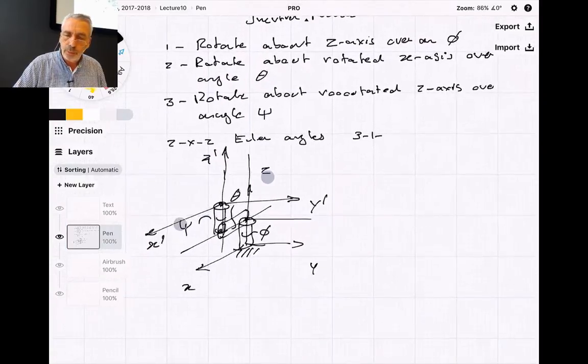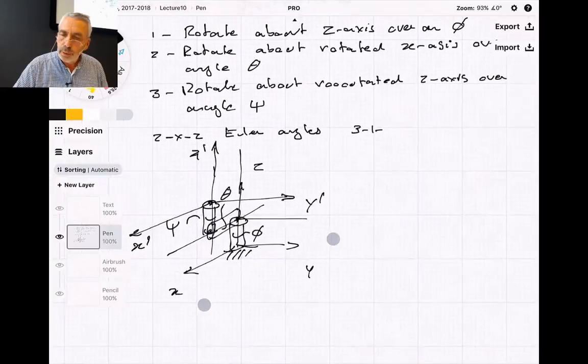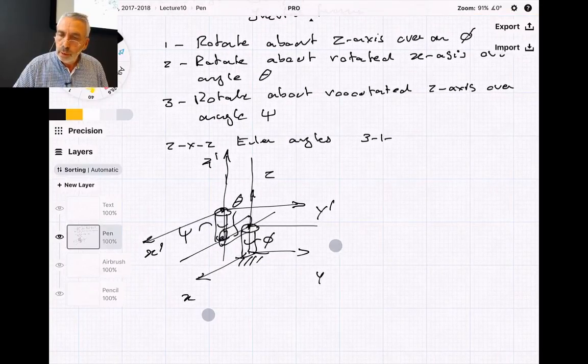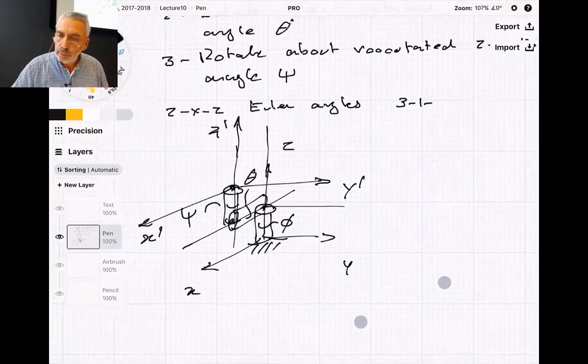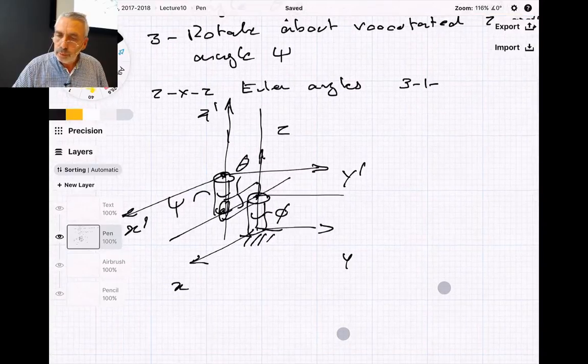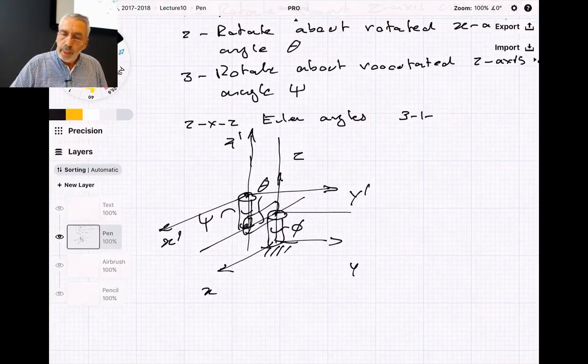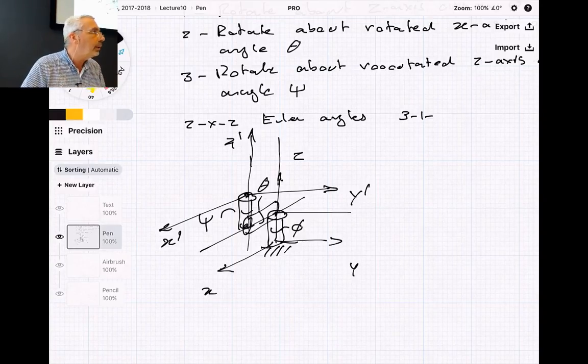So here things are moving. Let's move back again. And here is my inertial frame. And by these three angles, I can keep track of the orientation.